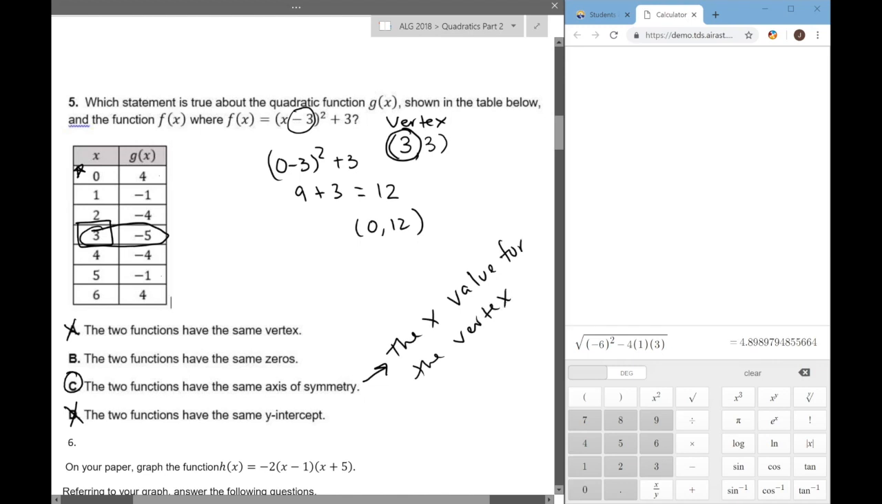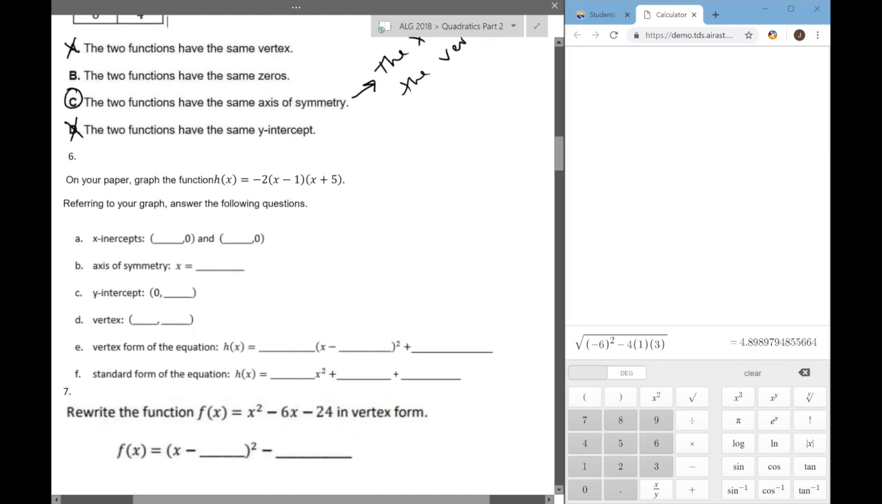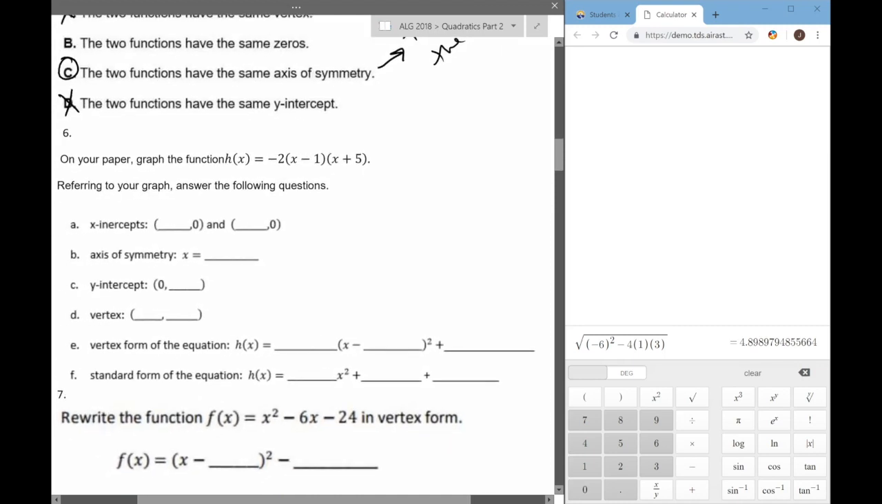All right. Let's move to question 6. Question 6. On your paper, graph the function negative 2 parentheses x minus 1 parentheses x plus 5. Referring to your graph, answer the following questions. We're actually not going to graph it. We're just going to solve algebraically.